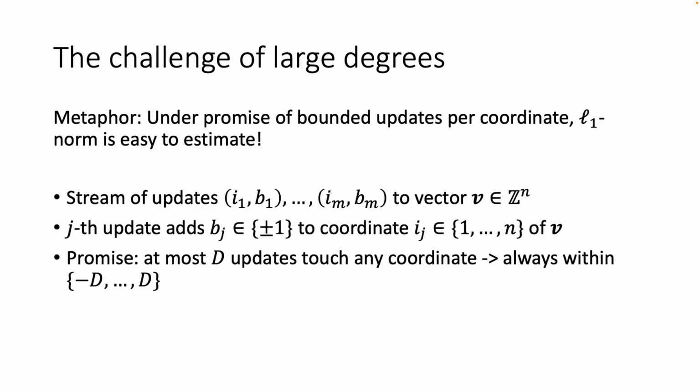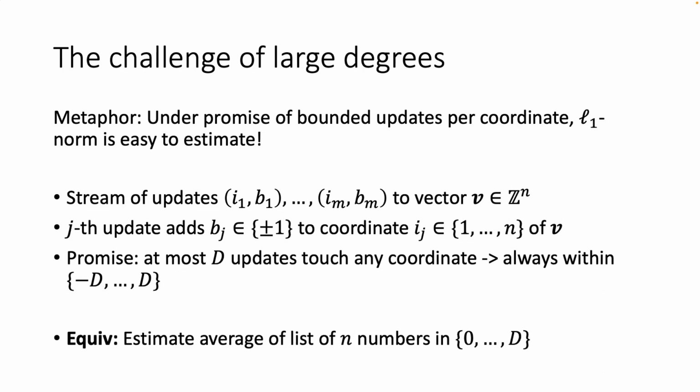Under a bounded degree assumption, which in this setting would be that each coordinate of the vector is touched only a constant number of times during the updates, this problem becomes very easy, because it's equivalent to estimating an average of a list of n numbers where each number is between 0 and a constant. All you need to do is sample a big enough constant number of numbers from this list and then take the average. How big that constant is depends on the upper limit of what these numbers can be. So they had to do more work to get a sketching algorithm that worked for norm estimation without a bounded degree assumption.